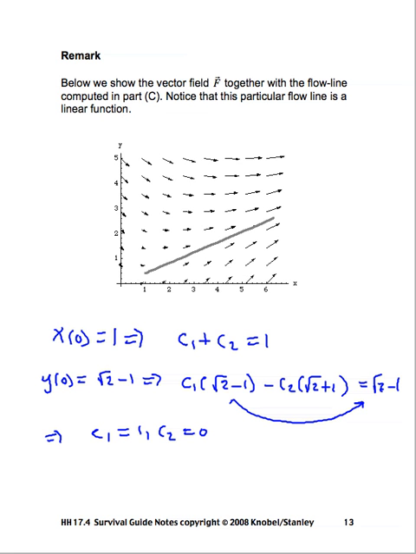And so therefore my particular solution is x of t. So substituting c1 and c2 now into my solution for x of t, I get just 1 times e to the square root of 2 t. In y of t, this is the particular solution to my differential equation, I get the square root of 2 minus 1 times e to the square root of 2 t. And again, all I'm doing is just substituting 1 for c1 and 0 for c2.